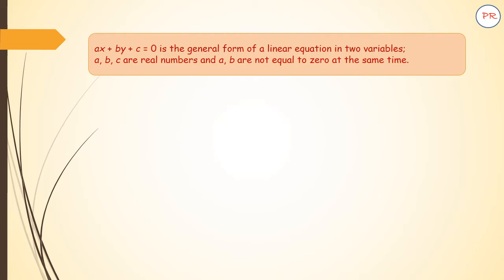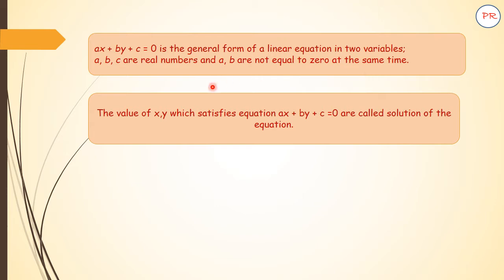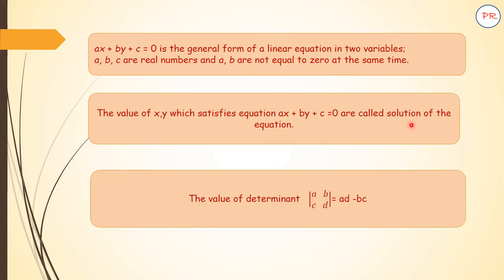The equation of the type ax plus by plus c equal to 0 is the general form of a linear equation in two variables, where a, b, c are real numbers and a, b are not equal to 0 at the same time. The values of x, y which satisfy this equation ax plus by plus c equal to 0 are called the solution of the equation.